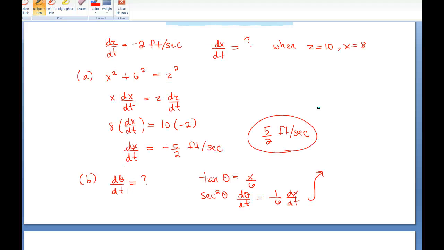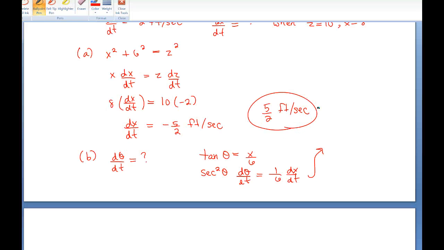We do that in the other one. The hypotenuse over the adjacent side would be what? Plug that in. Square it. We can plug in dx dt.